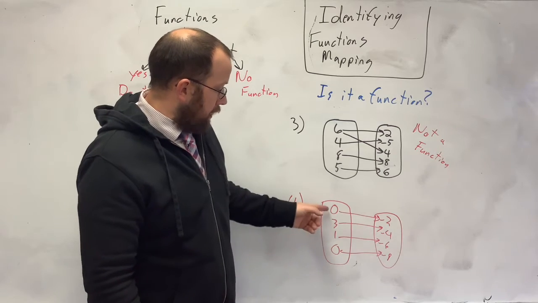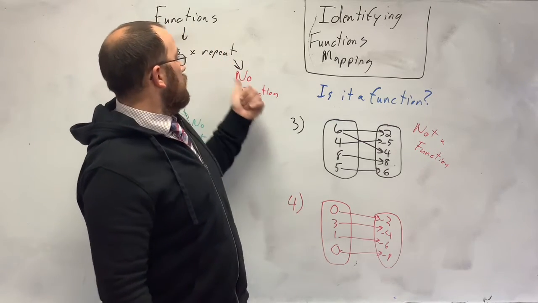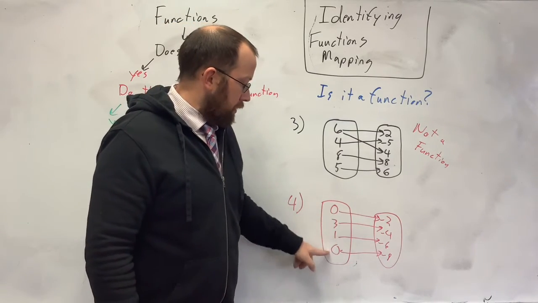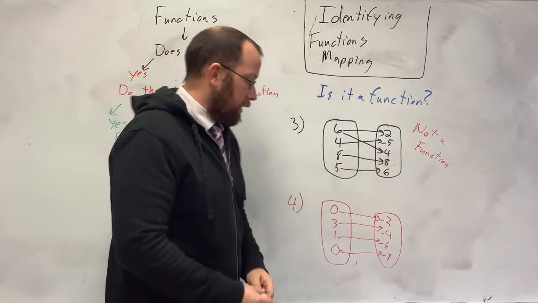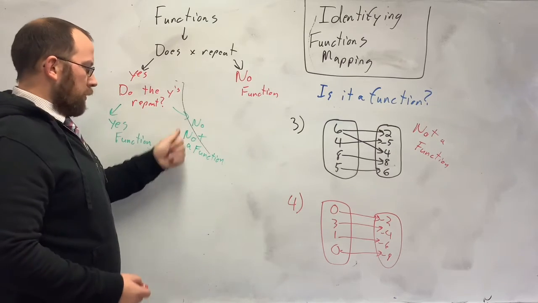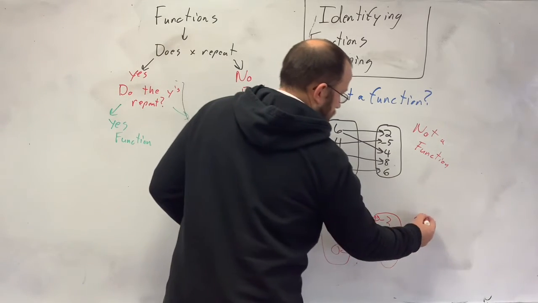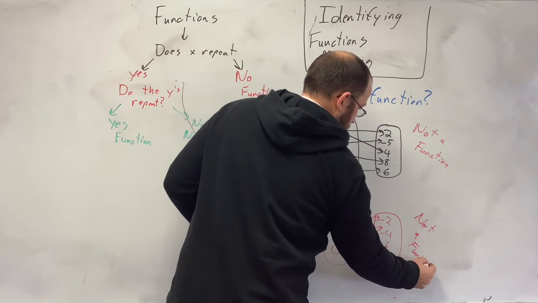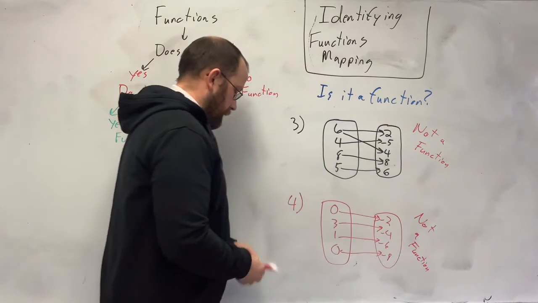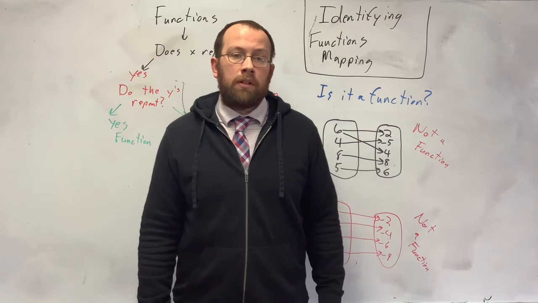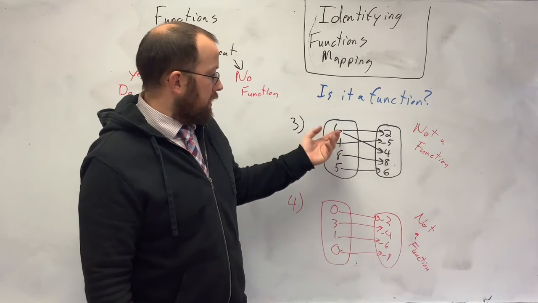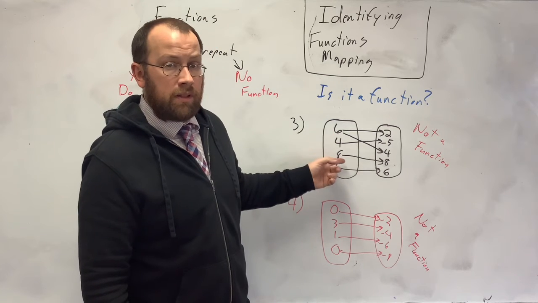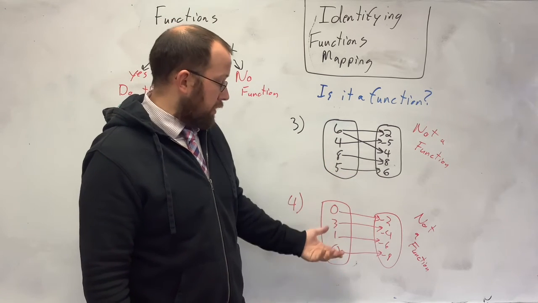So the next one. Do the x's repeat? Yes. Do the y's repeat? So I have 0 and 0, then I have -2 and -8. No, they don't repeat. This is not a function. The main thing you want to look for when it comes to this is making sure there's only one line coming off each one of these points. That's how you tell on these if the x repeats or not.